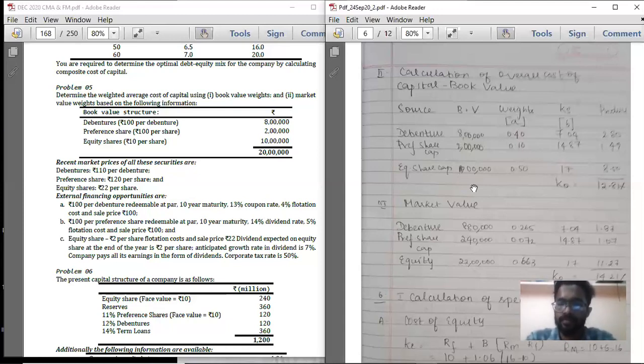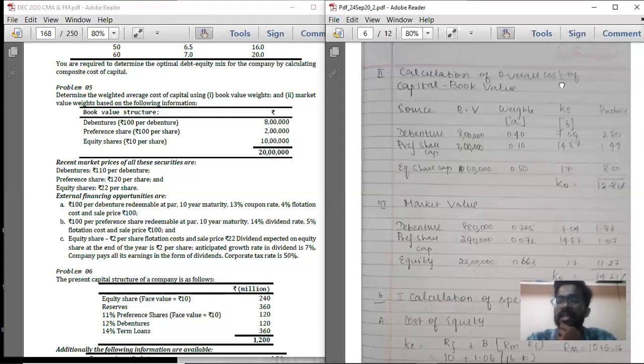Under weights, now calculate weights. How should we calculate weights? Each book value divided by total, that is 8 lakh divided by 20 lakh, that is 0.4 in respect of debentures, and 2 lakh divided by 20 lakh, 0.1 in respect of preference share capital, and equity share capital is 10 lakh divided by 20 lakh. Weight in respect of equity share capital is 0.5. So these are the weights 0.4, 0.1, and 0.5.